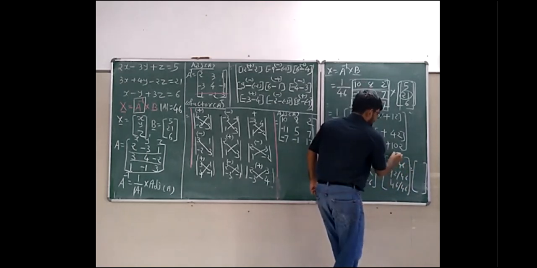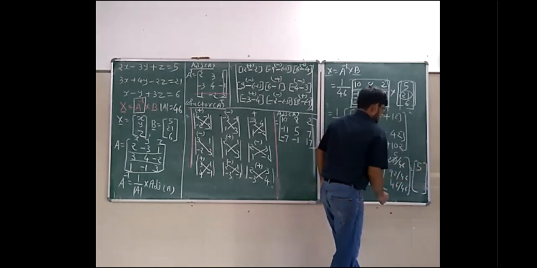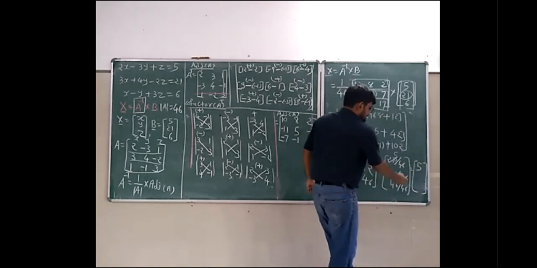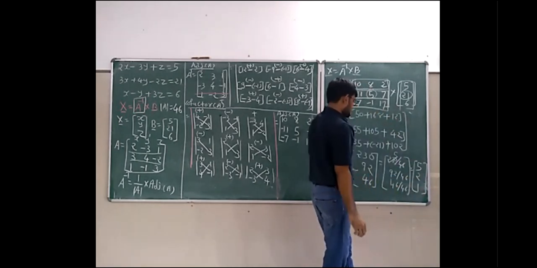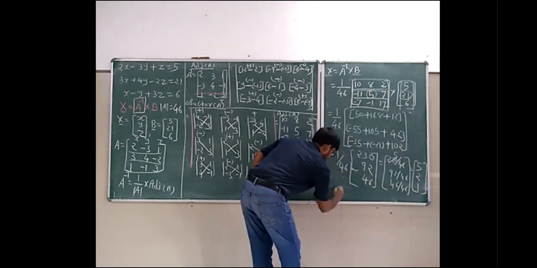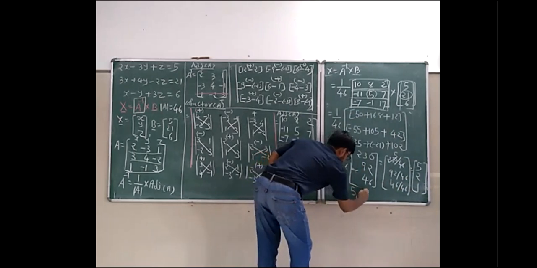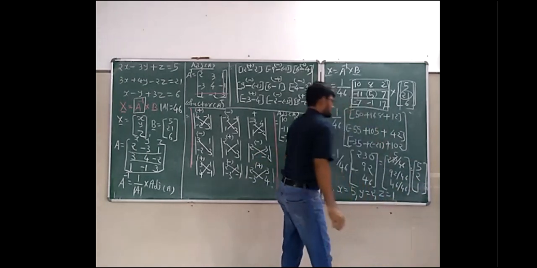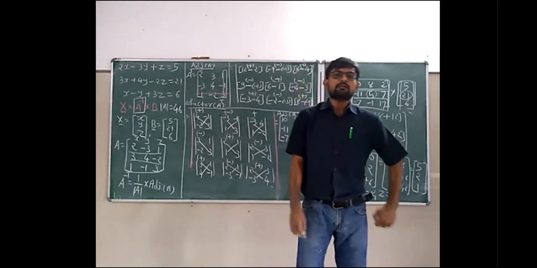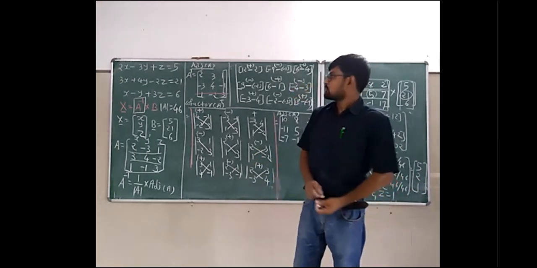So 46 into 5, 230, 46 into 2, 92, and 46 into 1, 46. So we can say that therefore x equal to 5, y equal to 2, and z equal to 1. Now, how can you verify whether our answer is right or wrong?